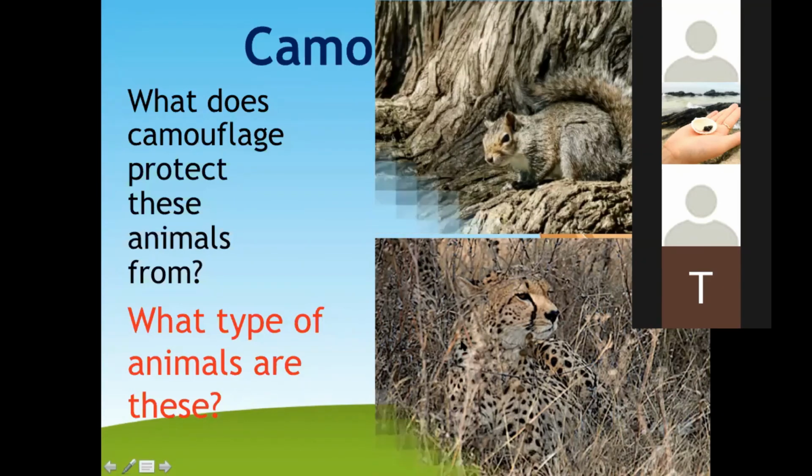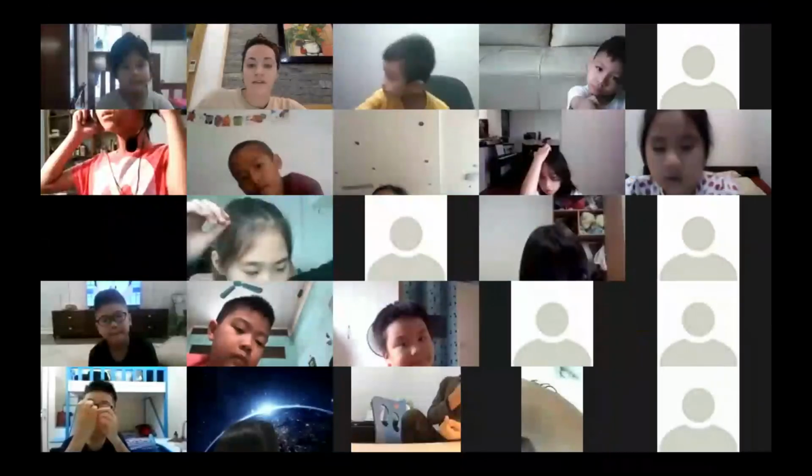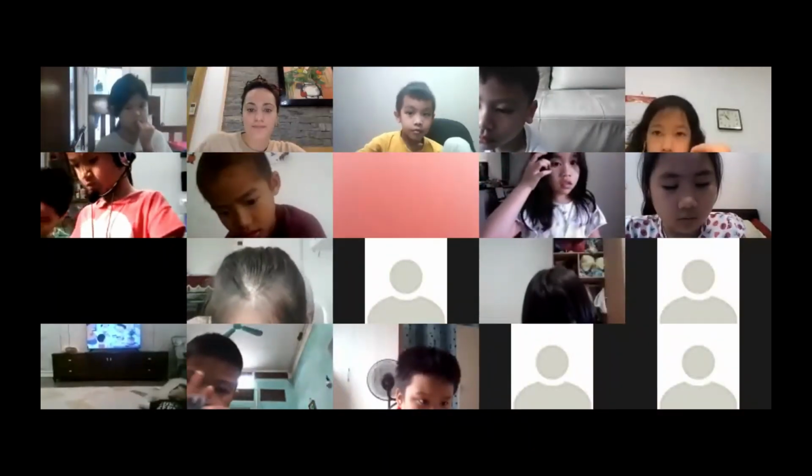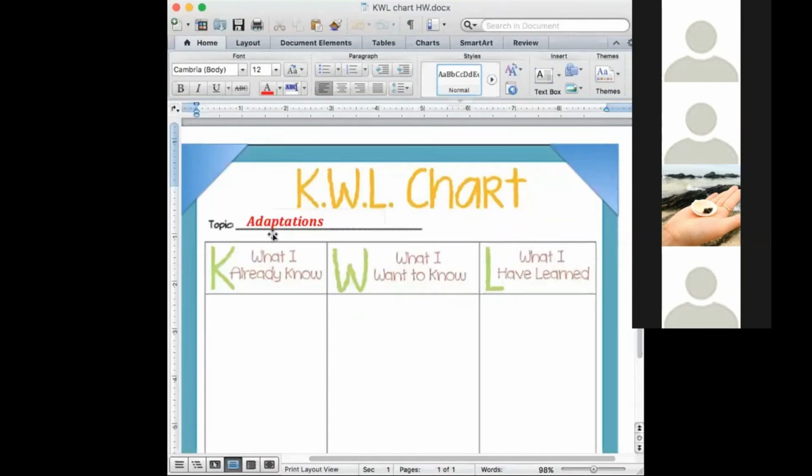Good, mammals. Next. Okay, so we only missed our game, not too bad. So we have a know, want to know, and learn chart. Miss Summer will email it to you. Only fill in the first two parts, know and want to know. We will save learn for after you learn more. Don't fill in the third part. We'll save that for later.